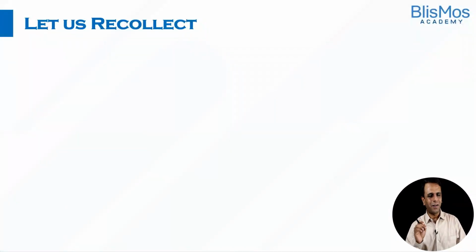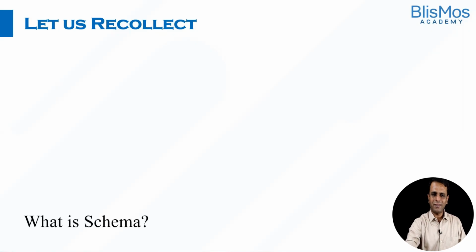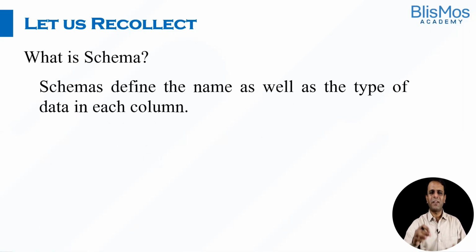Welcome back. In the previous lecture, we studied the overview of data frame and also data sets. That means structured APIs. As a part of this lecture, we'll try to understand what is schema in the context of structured APIs. Do you guys remember what is schema? Yes, of course, right? Schema is very simple. Schema defines the name as well as the type of each column.